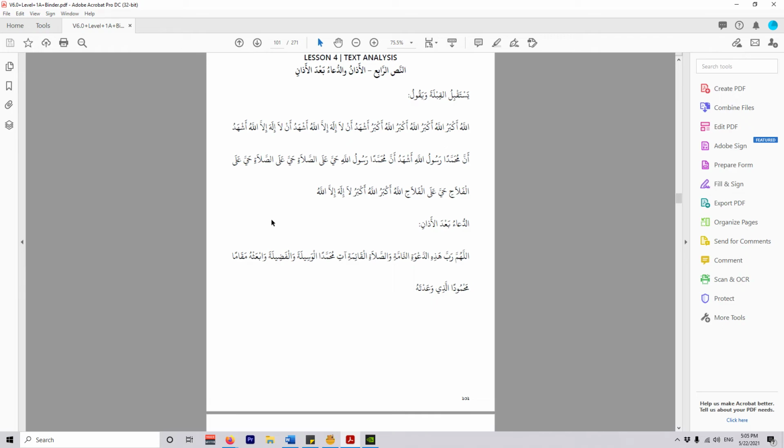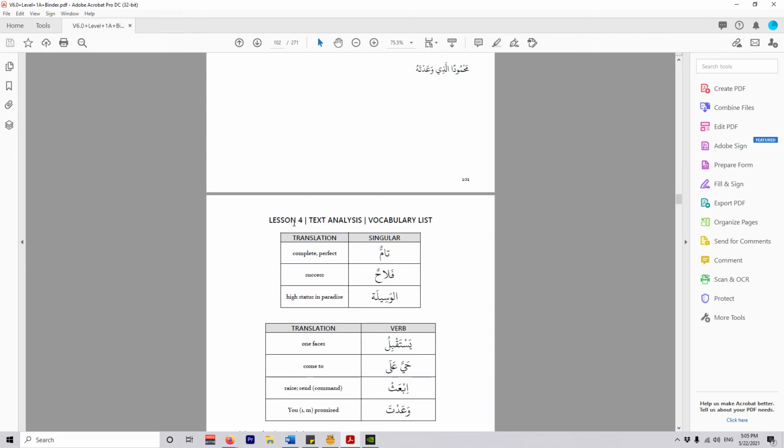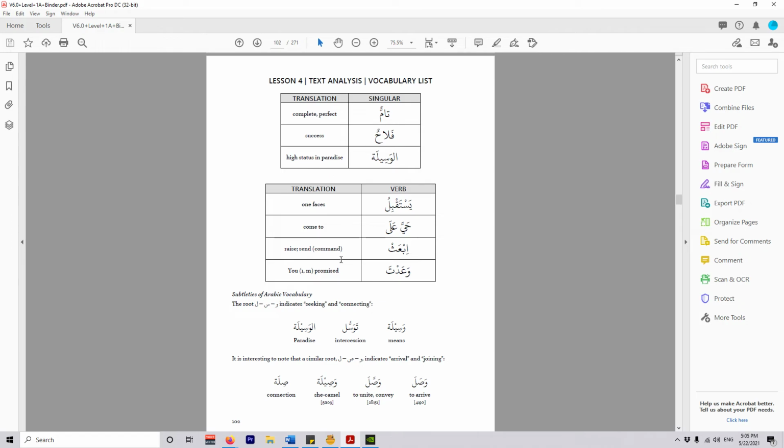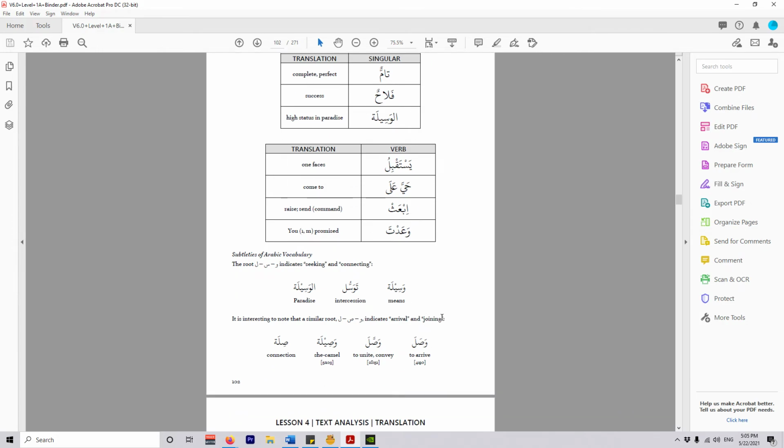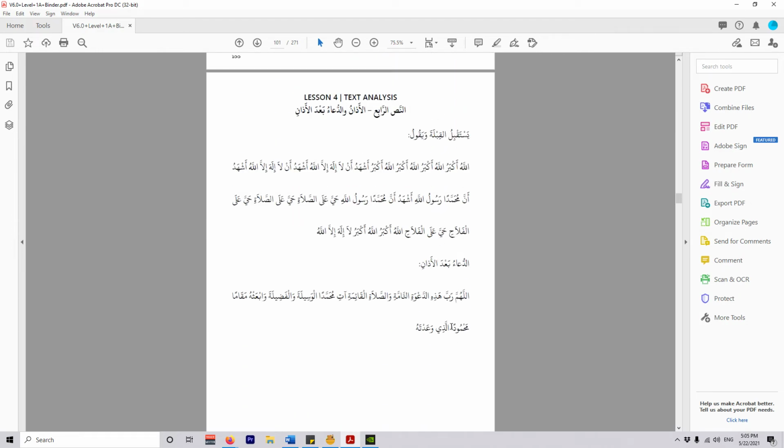And so if we want to put it into practice with text here, and of course we got vocabulary words, so make sure that you've looked at the vocabulary first, so that you can work with the text properly. So يستقبل القبلة ويقول, so face the qibla, the prayer direction, towards the Kaaba, and say Allahu Akbar, Allahu Akbar, Allahu Akbar.